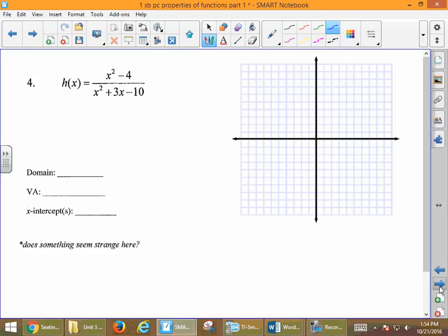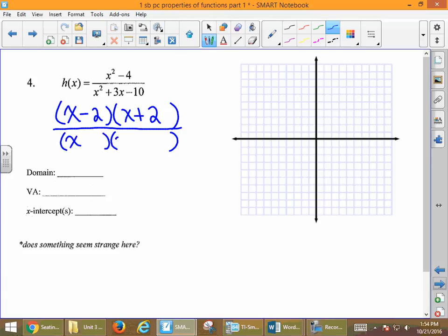So if we look at x squared minus 4 and we factor it, we get x minus 2 and x plus 2. Difference between two squares. Our denominator here can also be factored, and it's going to be x and x, and it's plus 5 minus 2.